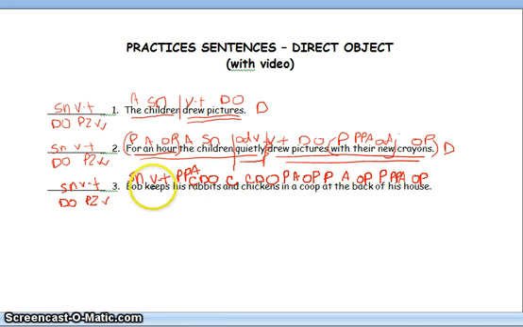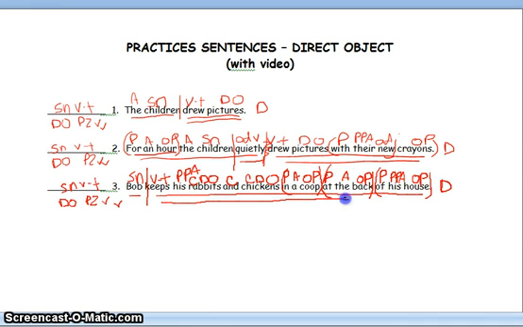Keeps, verb transitive, check again. In a coop, prepositional phrase. At the back, prepositional phrase. Of his house, prepositional phrase. Period, statement, declarative sentence. Go back to the verb. Separate the complete subject from the complete predicate. Is there an adverb exception? No. Natural or inverted order?